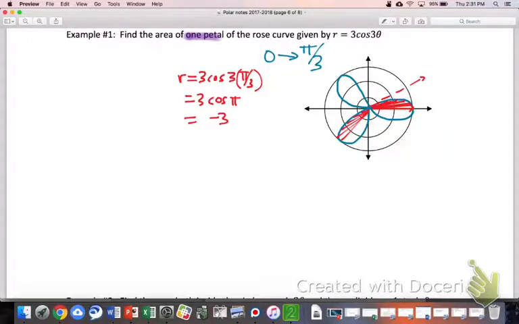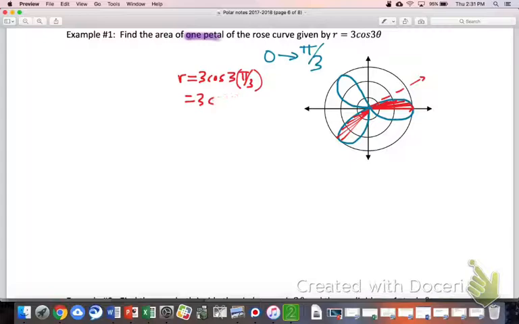The square. The squared, right? Remember the formula is 1/2 integral of r squared d theta. And so whatever that radius is, whether it's positive or negative, it's going to get squared and it'll accumulate as a positive because of the being squared part. Does that make sense? Okay, awesome.